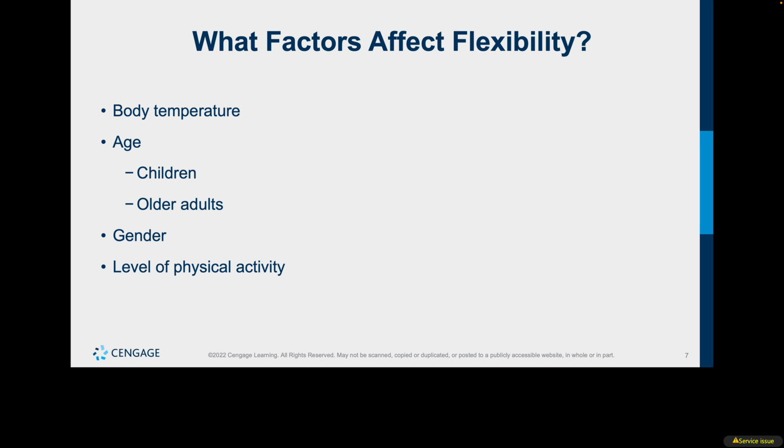Body temperature also affects muscular flexibility. The warmer your body temperature, the more flexibility. Age: children tend to be more flexible than older adults. Gender also affects flexibility, with females usually being more flexible than males. And the level of physical activity can also be a determining factor in the flexibility level of an individual. The more physically active you are, the more flexible.